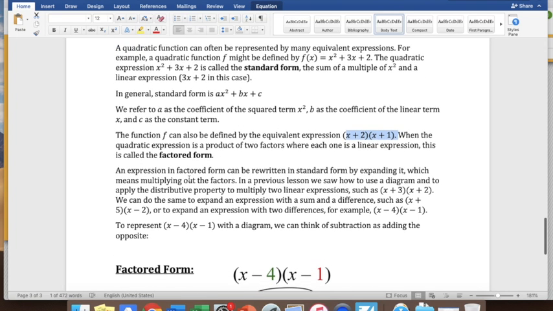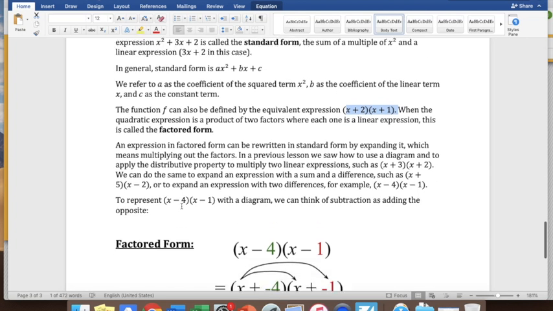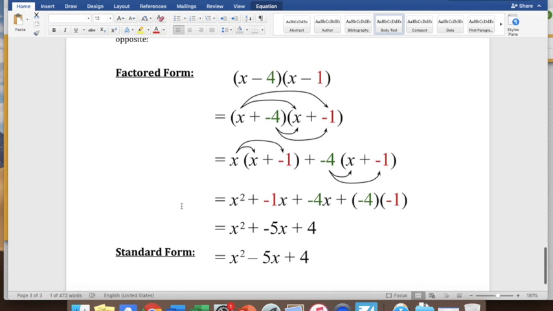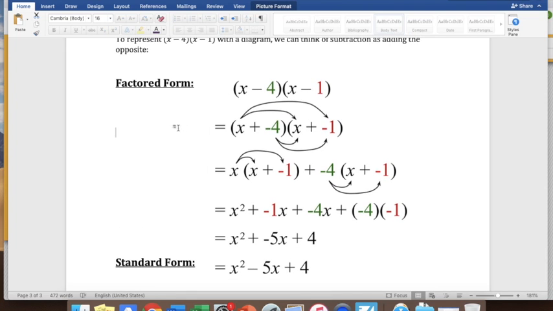All right, and then let's see, anything else interesting down here? You can expand it by distributing to write factored form in standard form, and we do not have to go backwards. Here's just another example of how to go from factored form to standard form. So if you're stuck on that at all, feel free to use this note to help you.